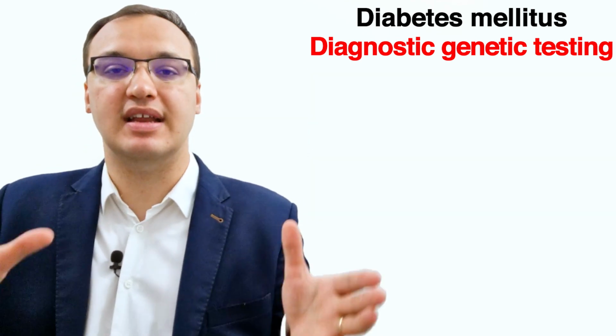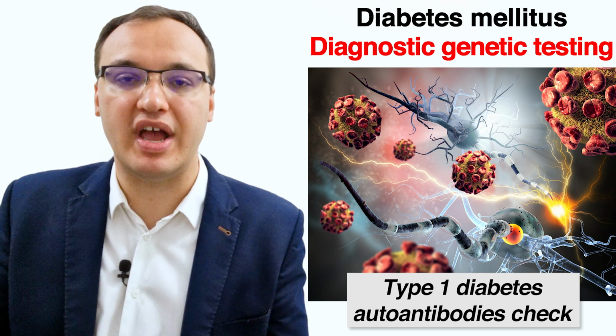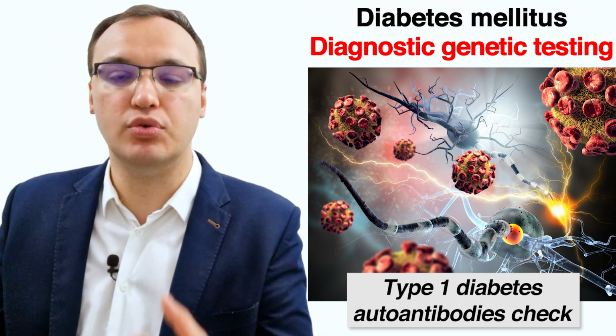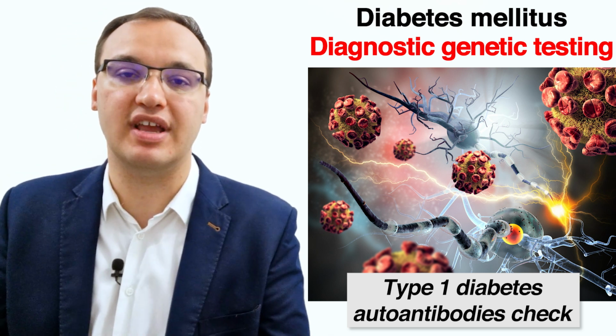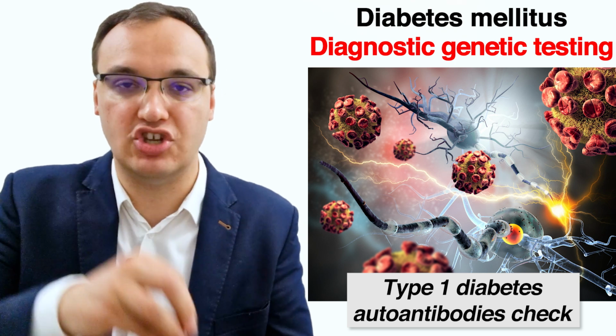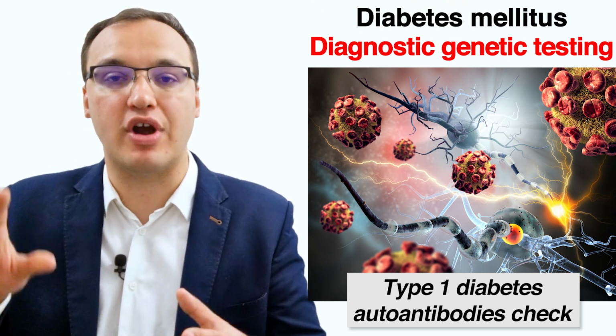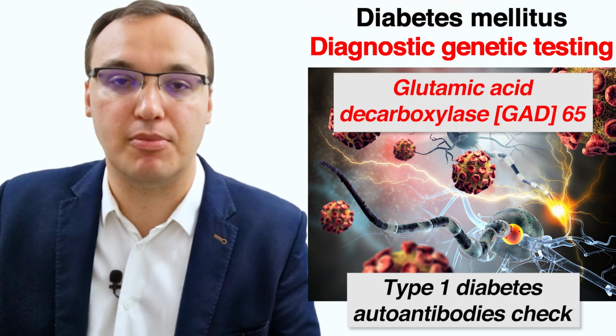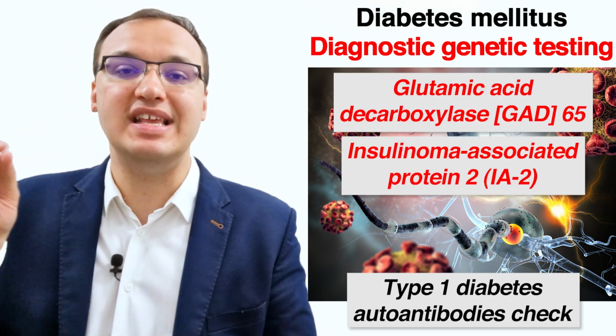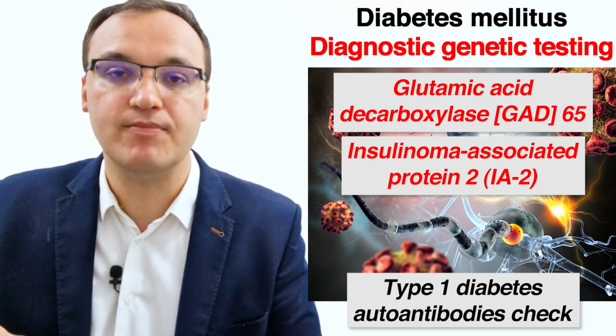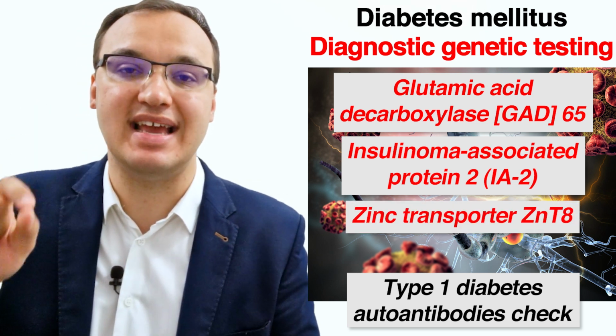In such cases, the autoantibodies are checked. Now, autoantibodies are antibodies or immune proteins that mistakenly target and react with a person's own tissues or organs. And the commonly checked ones in type 1 diabetes are antibodies to glutamic acid decarboxylase 65, or insulinoma associated protein 2, or zinc transporter ZnT8.